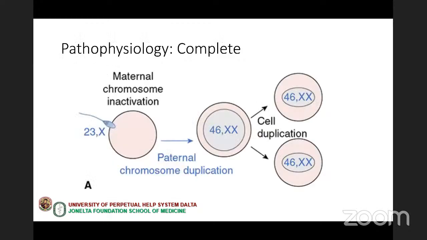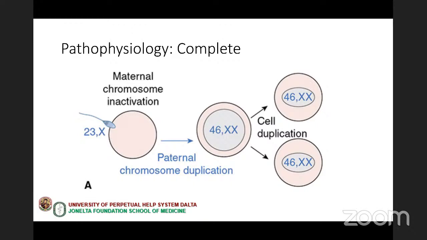So what's the pathophysiology? So you have your maternal chromosome inactivation. This is for your complete mole. Then you have your sperm, which is a 23X, and your paternal chromosome duplicates. Thereby, your 23X becomes a 46XX. So it becomes duplicate and it proliferates. It will produce your 46XX.